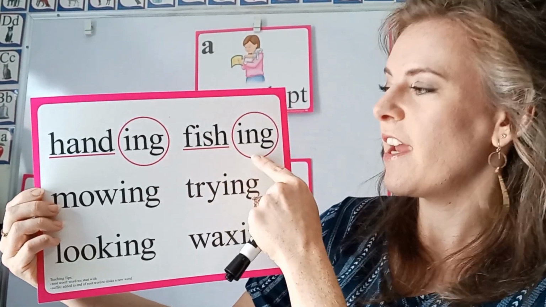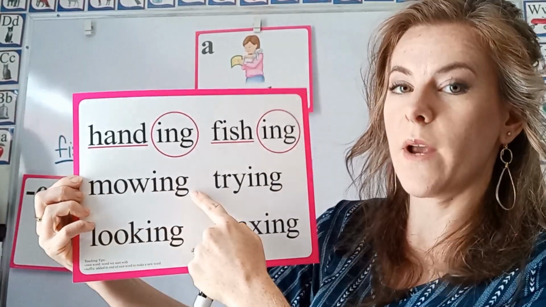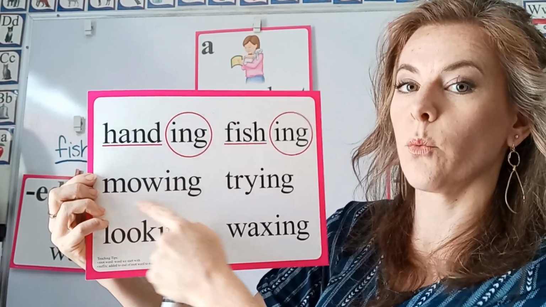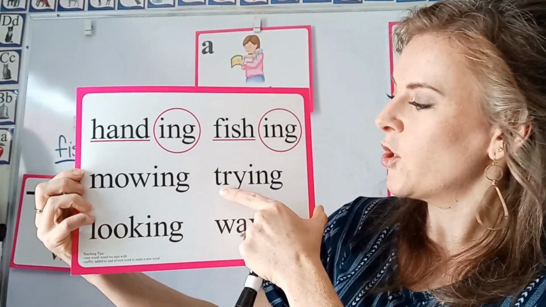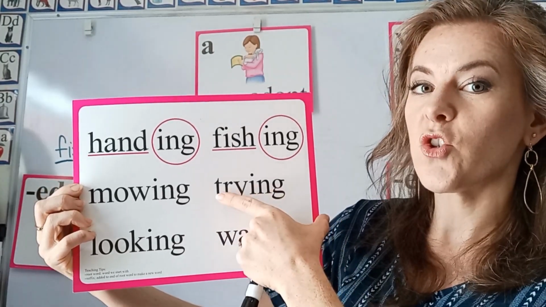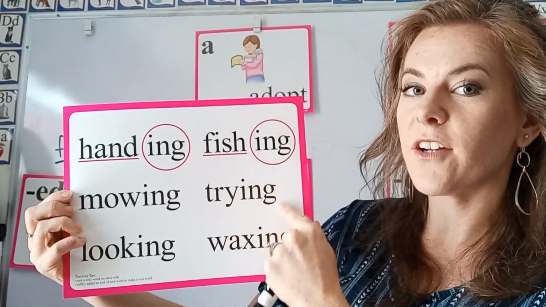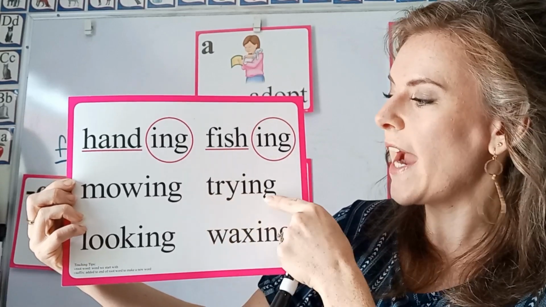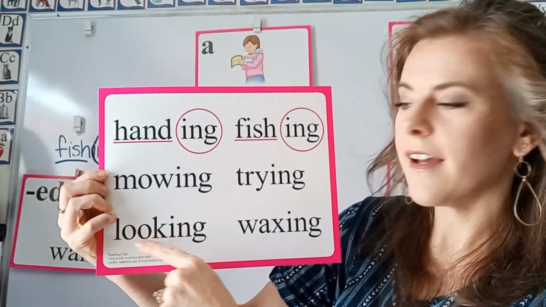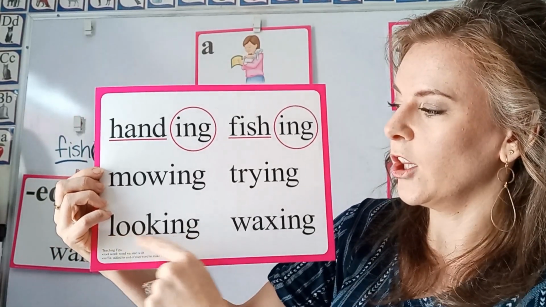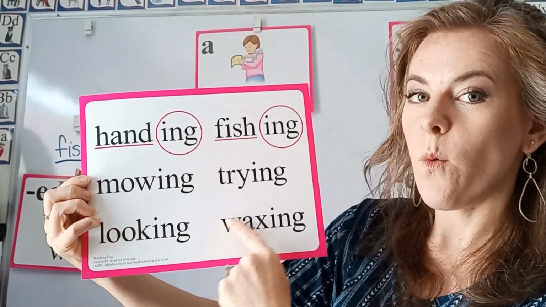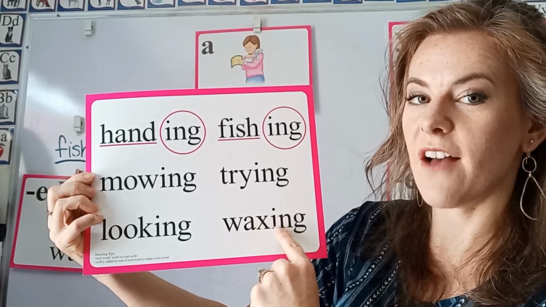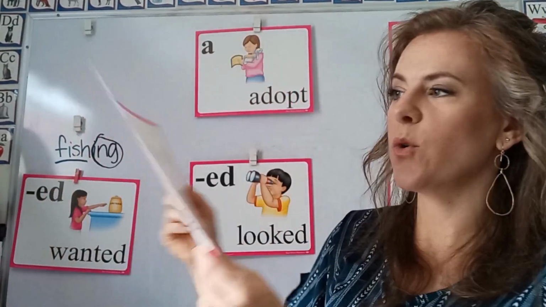Fishing. Mowing. Mow is our root word. Ing is added to make a new word. Trying. Try, add our suffix ing, trying. Looking. Look, add our suffix ing. Wax, waxing, adding our suffix ing to make a new word.